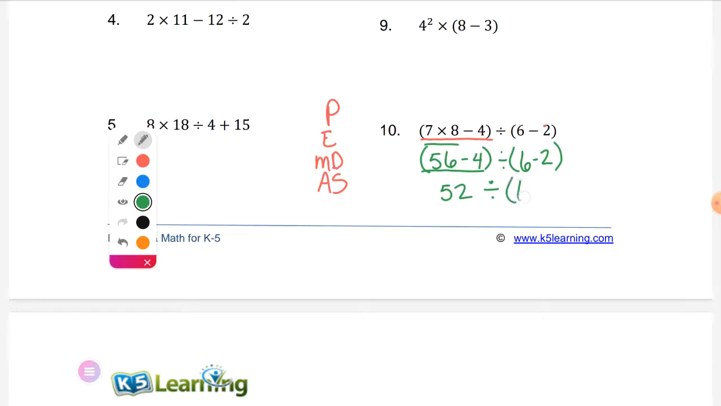I'm going to go ahead and do this, even though it seems silly. Can I mark off my P yet? No, I'm still not done with my parentheses. I can do that 6 minus 2, which is 4. Now I can finally mark off my parentheses. Do I have any exponents? No. Do I have any multiplication or division? Yes, and this is one where on the harder problems, we will have to come out to the side and do some scratch work.